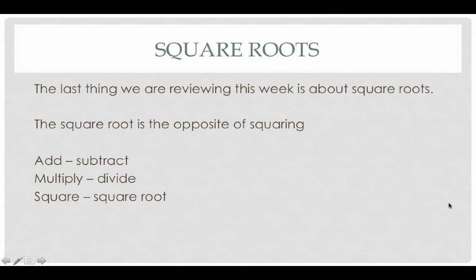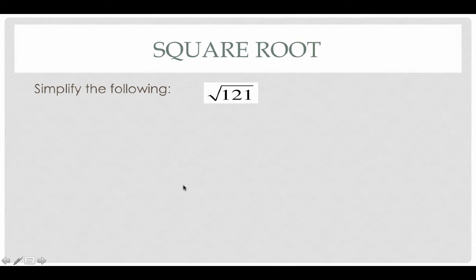All right, last thing I want to touch on this week, square roots. So square root is the opposite of squaring. Just like adding and subtracting are opposites, multiplying and dividing are opposite things. I can square a number and I can take the square root of a number. That gets me back to what I started with.